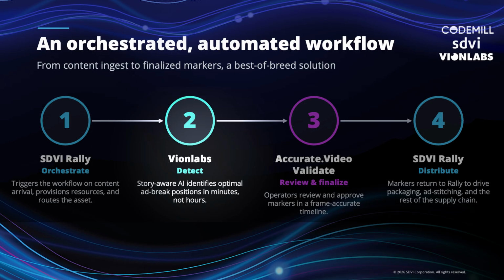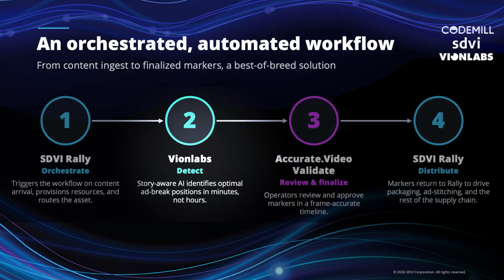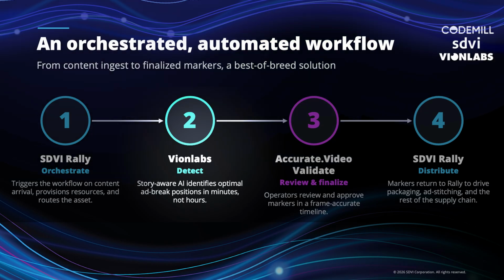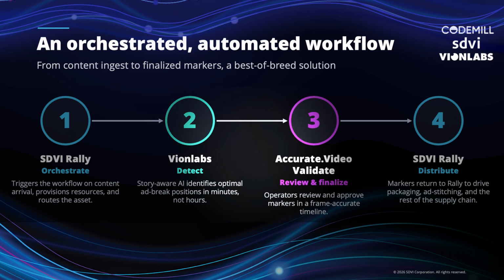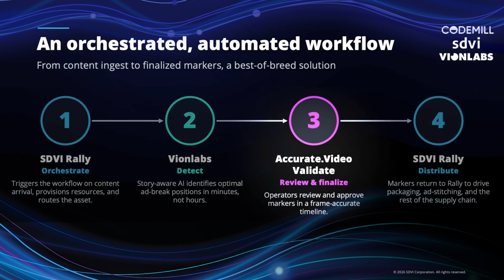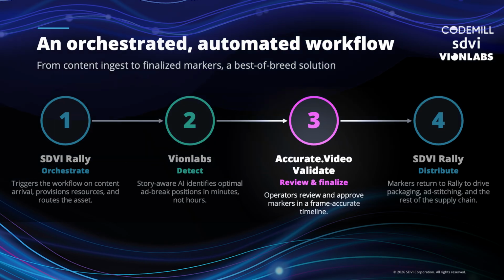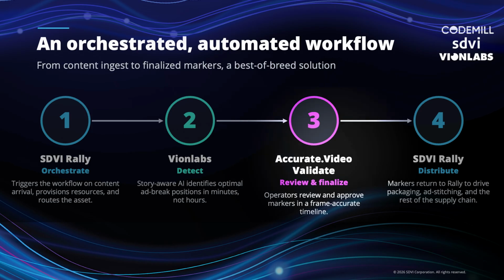The second step is Vionlabs runs its story-aware AI detection and returns candidate ad break markers in minutes, not hours. Story-aware AI that understands narrative structure, not just scene cuts, and I'm going to let Arash go deeper on how that works in a moment. The third step is then Rally routes the proxy and the candidate markers over to Codemill's Accurate Video Validate tool, where an operator reviews, adjusts, and approves the final markers. This puts a human in the loop where an operator's review and approval of markers can happen in a frame-accurate timeline.